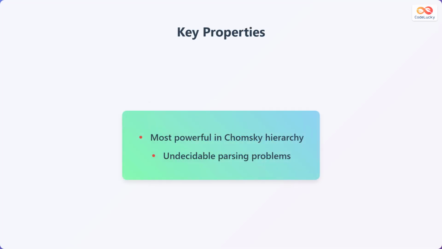The key properties of unrestricted grammars are that they are the most powerful in the Chomsky hierarchy. Due to their power, they have undecidable parsing problems, meaning there is no algorithm that can always determine whether a given string belongs to the language generated by the grammar.